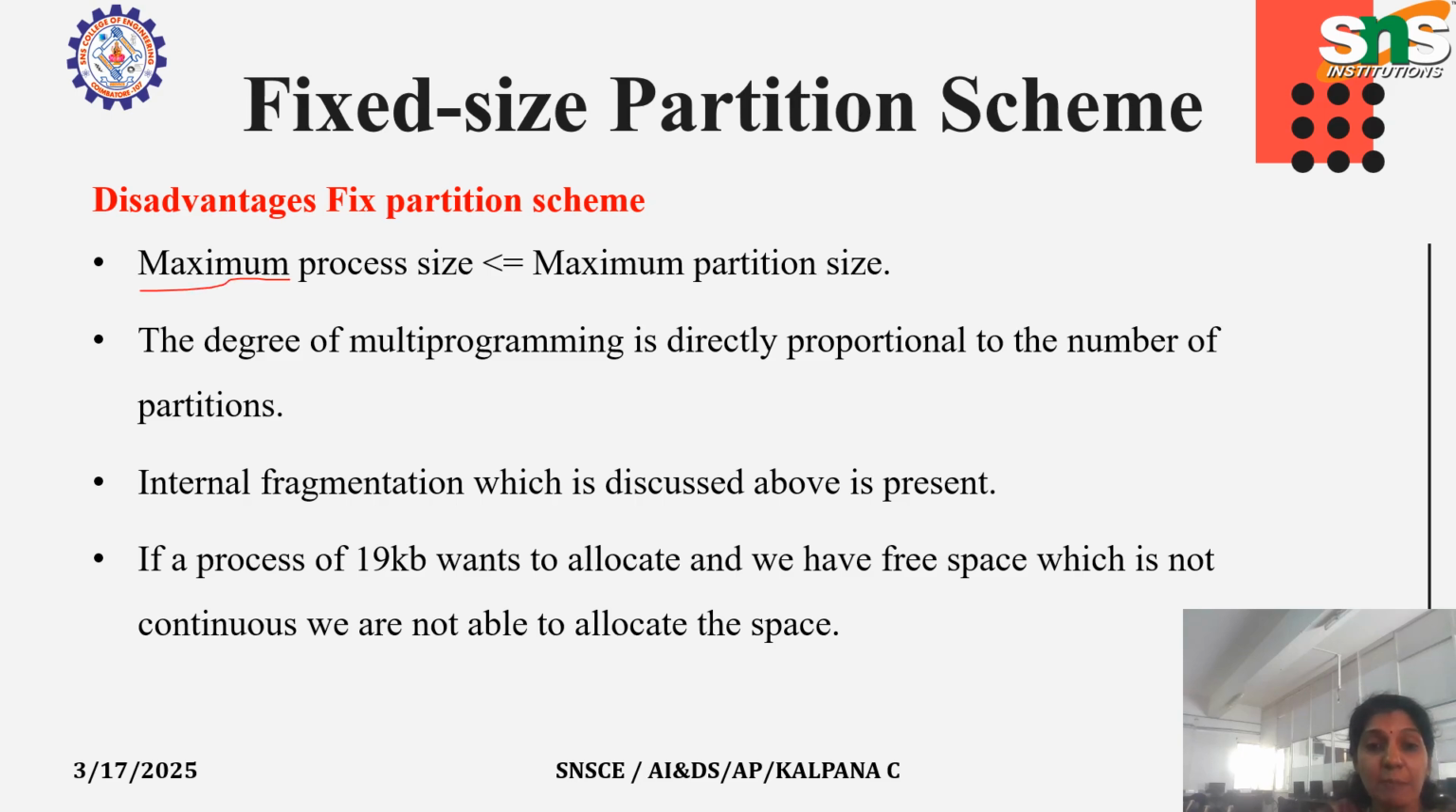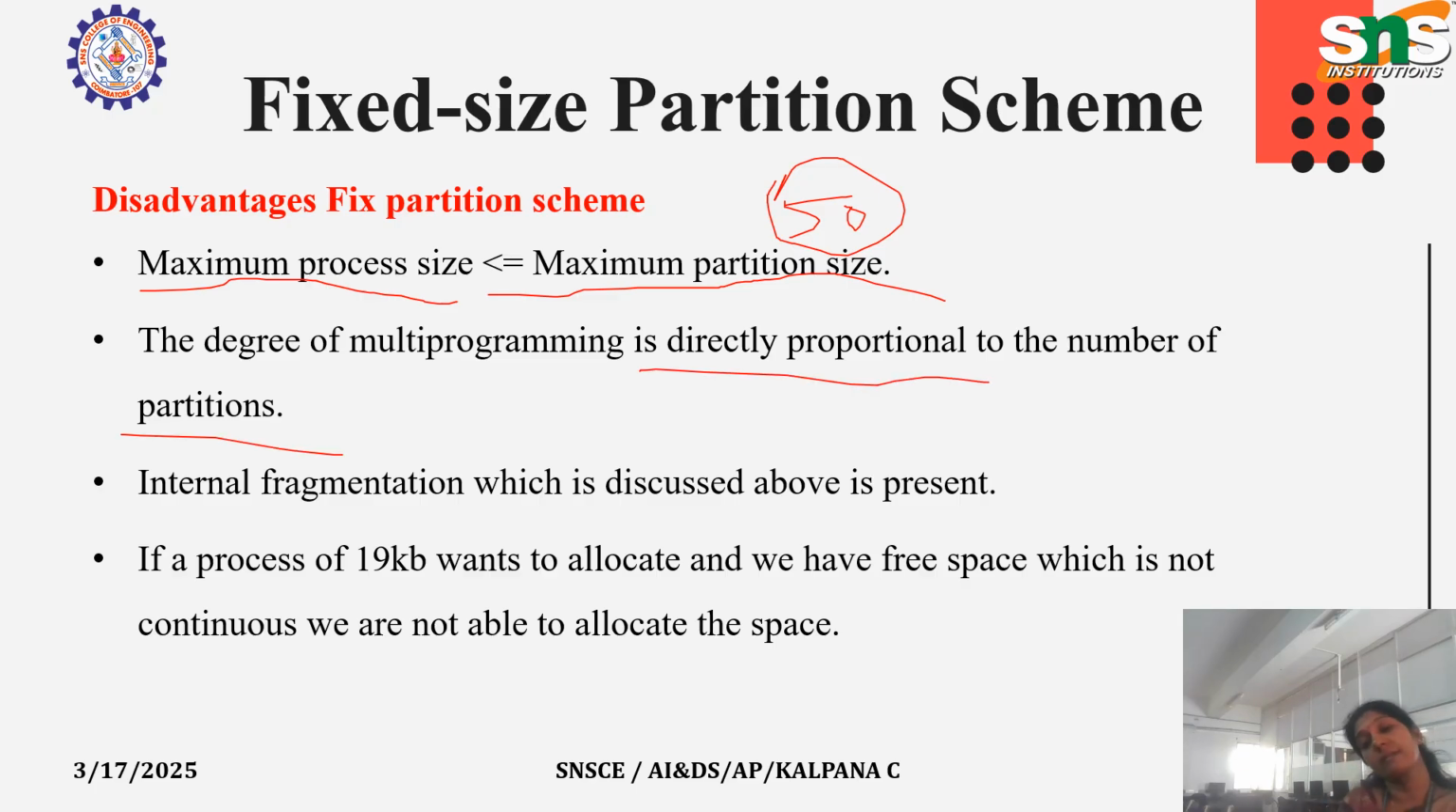Here the maximum process size should be less than or equal to the maximum partition size. For example, your partition size is 50 MB. Definitely your process size should be less than 50. Then only you can load that process into the memory. Next, the degree of multiprogramming is directly proportional to the number of partitions. Based on how many blocks of memory you have, only then can we fix the degree of multiprogramming, or else the multiprogramming will be a question mark.